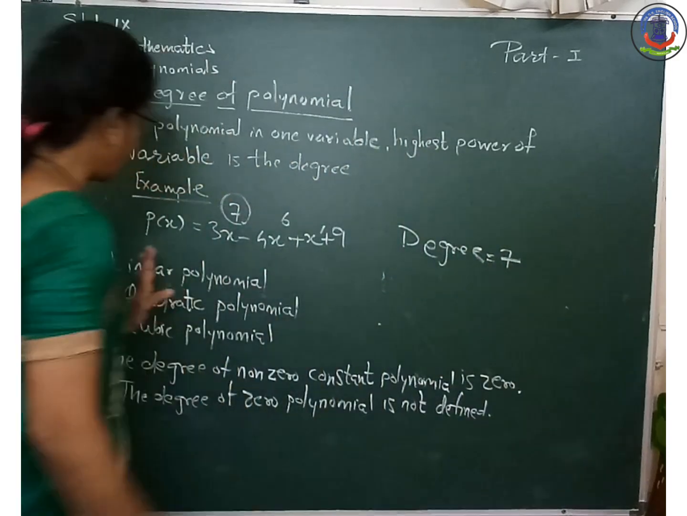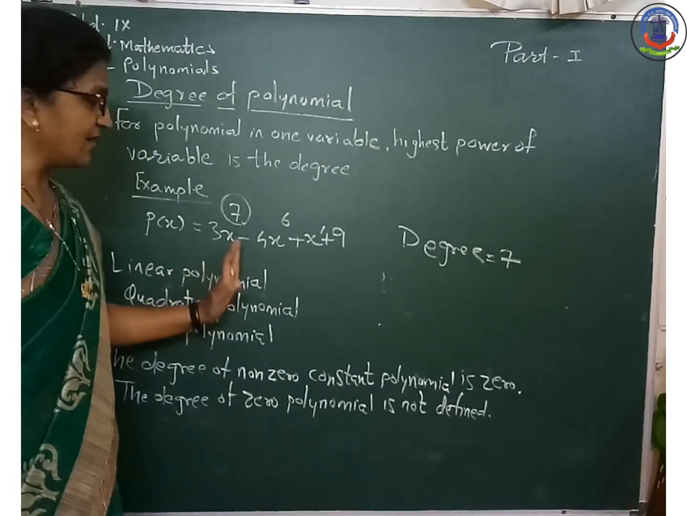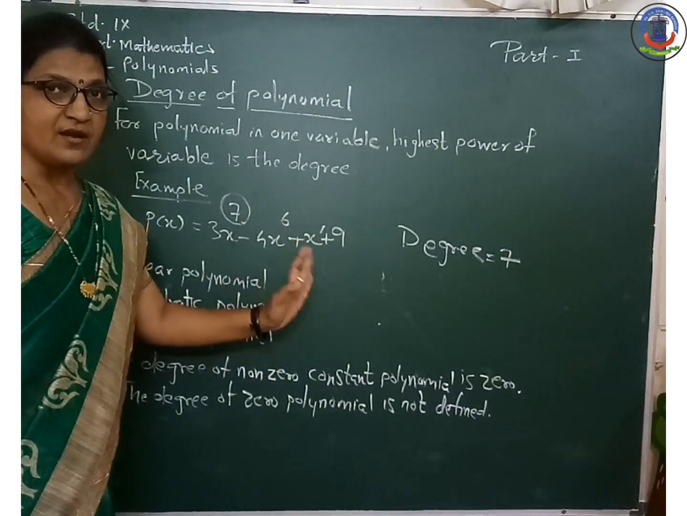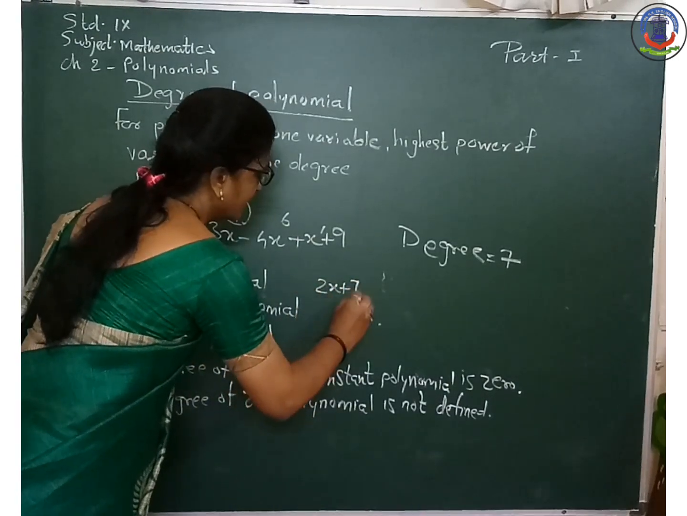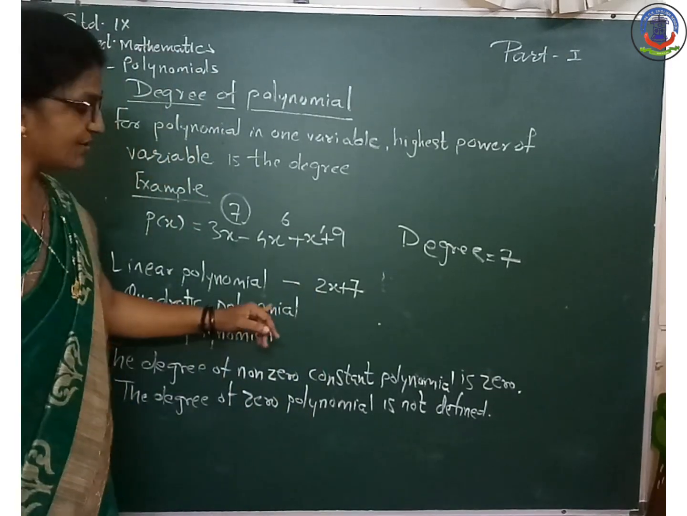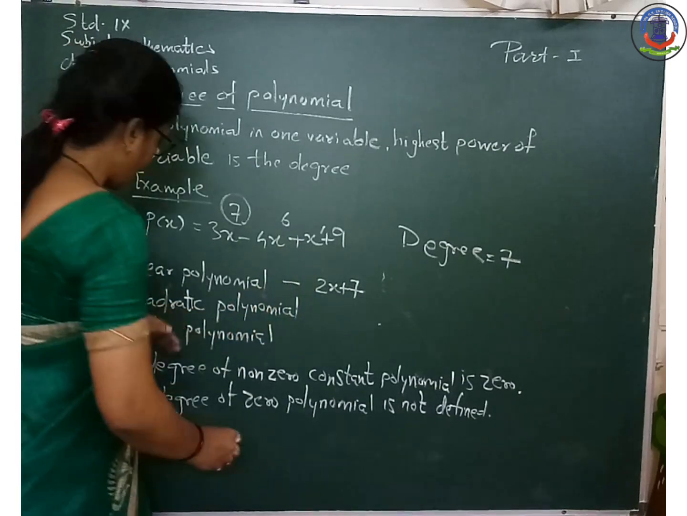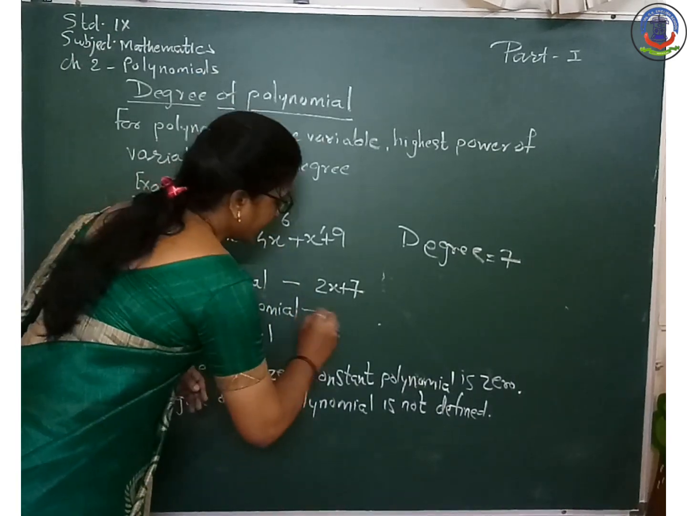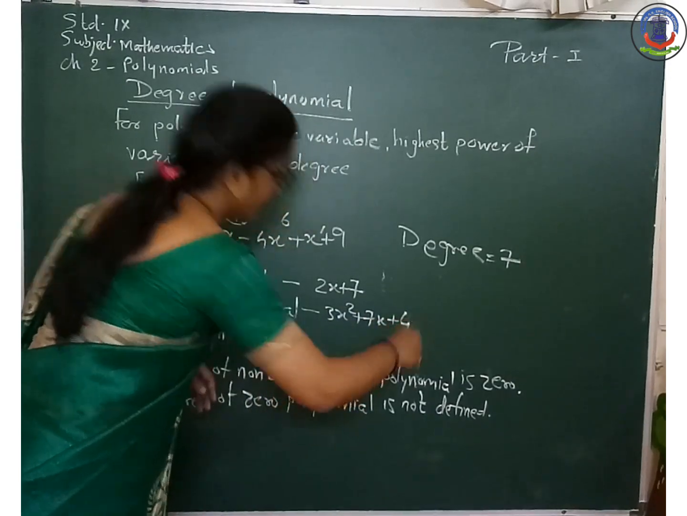Now we will see about different types of polynomial. Linear polynomial: if the degree of the polynomial is 1, then it is known as a linear polynomial, for example 2x plus 7. Quadratic polynomial: if the degree of the polynomial is 2, then it is known as a quadratic polynomial. Quadra means 2. An example is 3x square plus 7x plus 4.